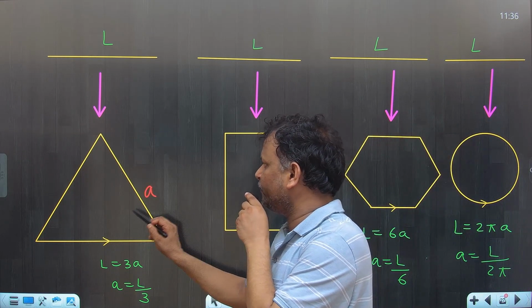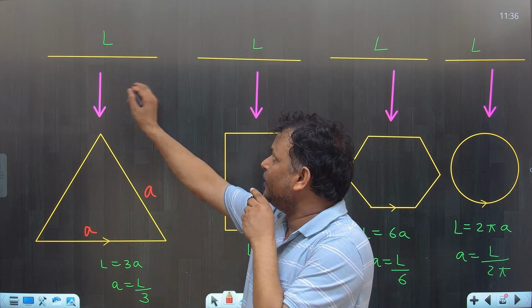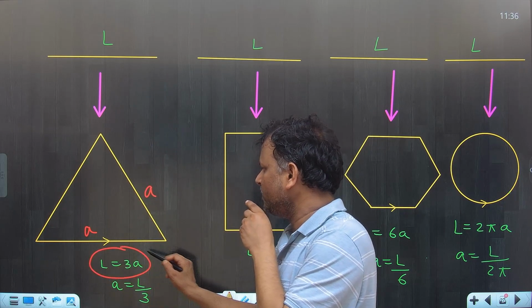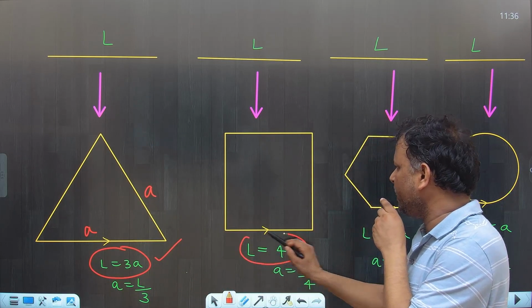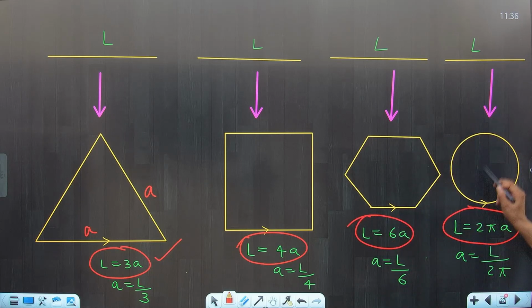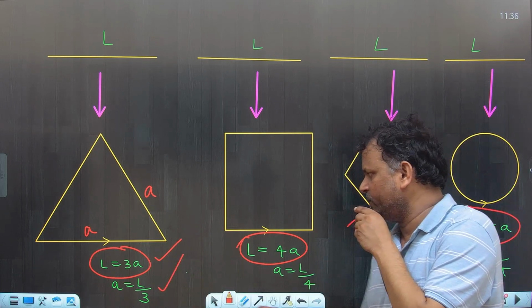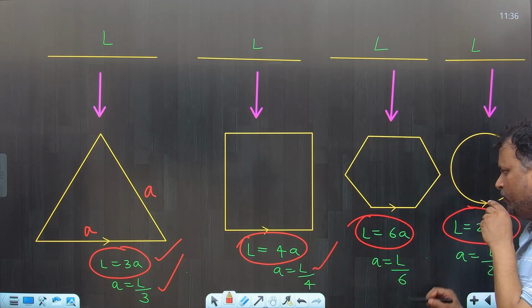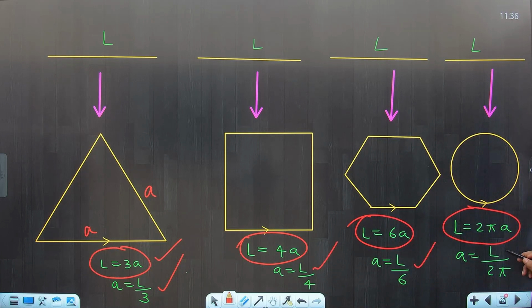So then what will you write? This side is A, so L will be 3A, simple. Here you will write L equal to 4A, here L equal to 6A, and here this length L is the perimeter of this circle, that is 2 pi A. From here you will get A equal to L by 3, from here A equal to L by 4, here A equal to L by 6, and here A is equal to L by 2 pi.